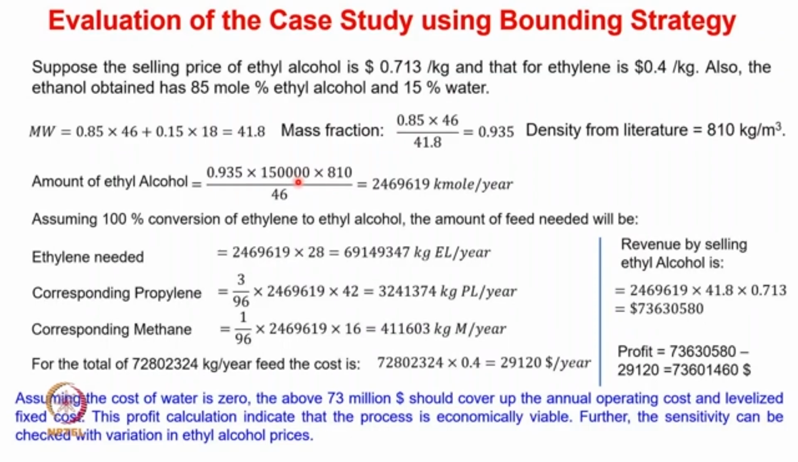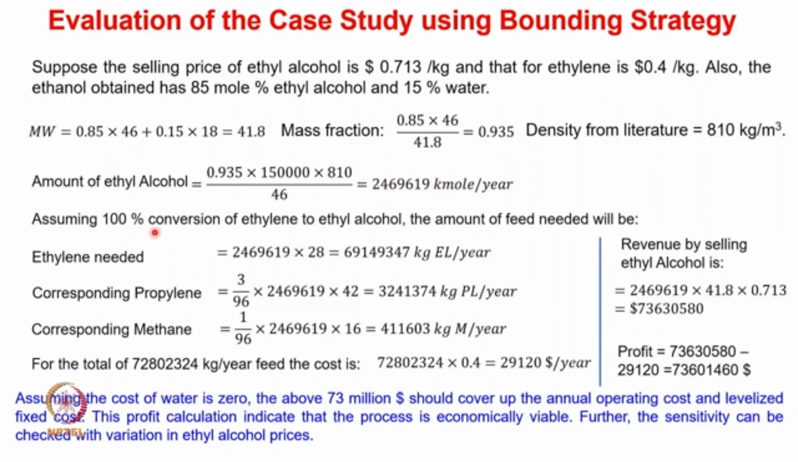ethanol which we wanted to sell in terms of kilomole per year. So for that we have multiplied 0.935, which is the mass fraction, into 1,50,000, that is meter cube per year, into the density of the product, which is 810, divided by 46. So that gives us 2,469,619 kilomole per year. So this many kilomole per year of ethyl alcohol is required.